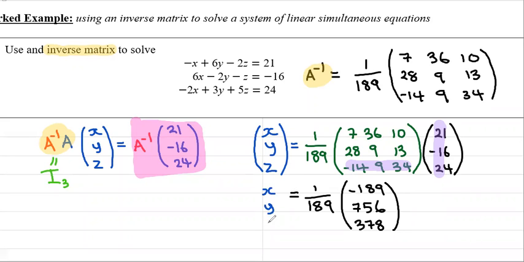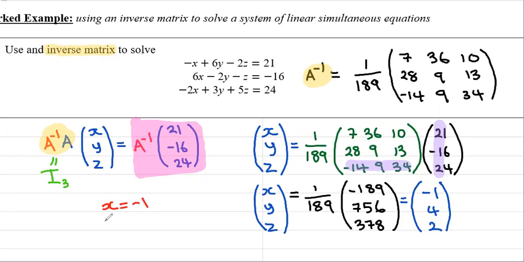So x corresponds to the first entry, y the second entry, and z the third entry. All right, so let's divide everything by 189. So this is going to be negative 1. 756 divided by 189 is 4, and 378, that's going to give us 2. Okay, so after all that work, we can now state our solutions. So we have x is equal to -1, y is equal to 4, and z is equal to 2, simply because they correspond here. So x is that entry, y is that entry. They have to be the same because they are equal to each other. All right, and that concludes that example.